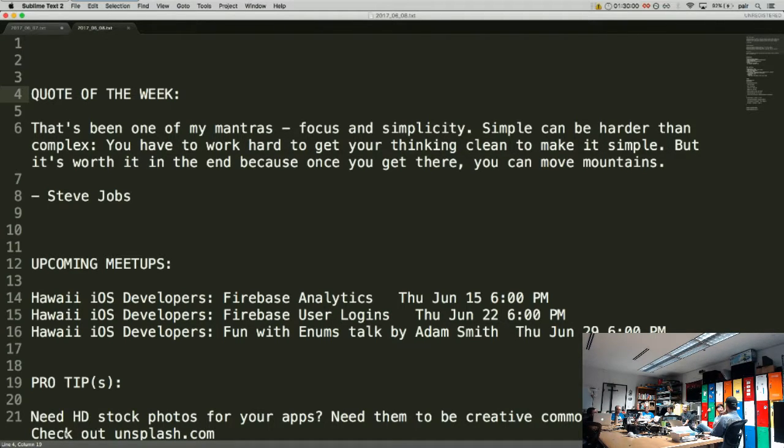How would you differentiate serialized data versus unserialized data? What's the term to use for unserialized data? That would just be data in memory. Yeah, data in memory.